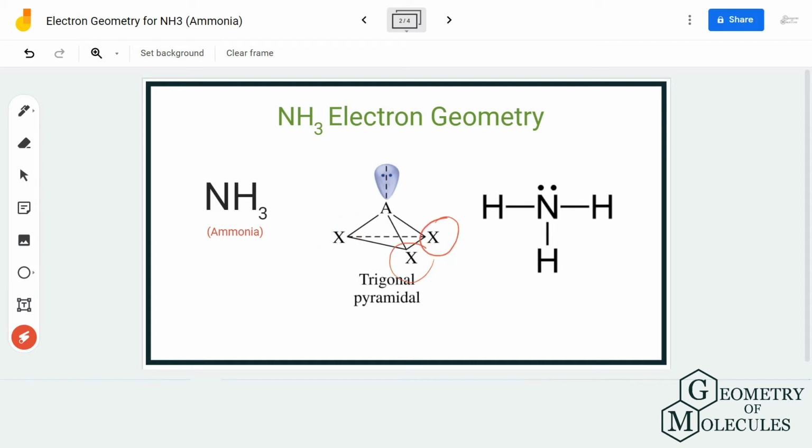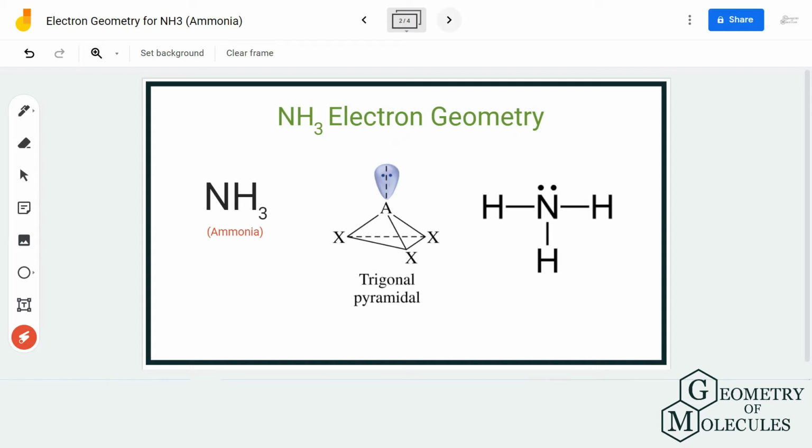hydrogen atoms. There is one lone pair of electrons on the nitrogen atom, and due to this the molecular geometry of the molecule is trigonal pyramidal, but that is the molecular geometry. Here we are talking about the electron geometry.